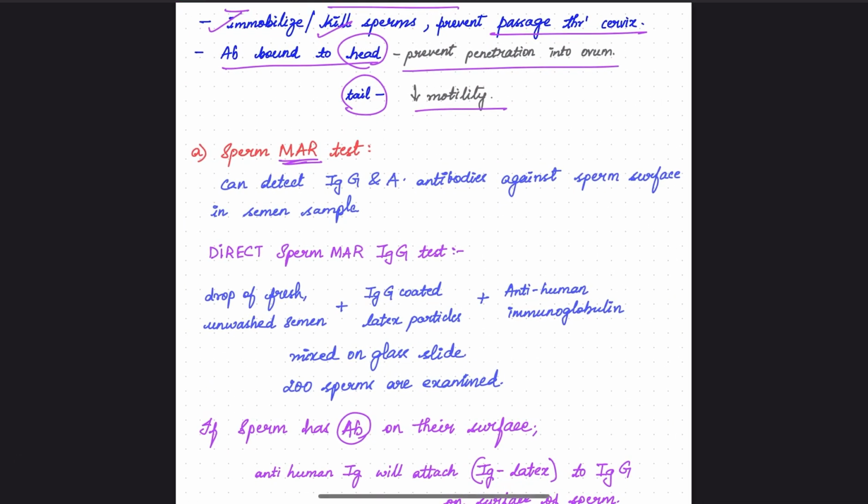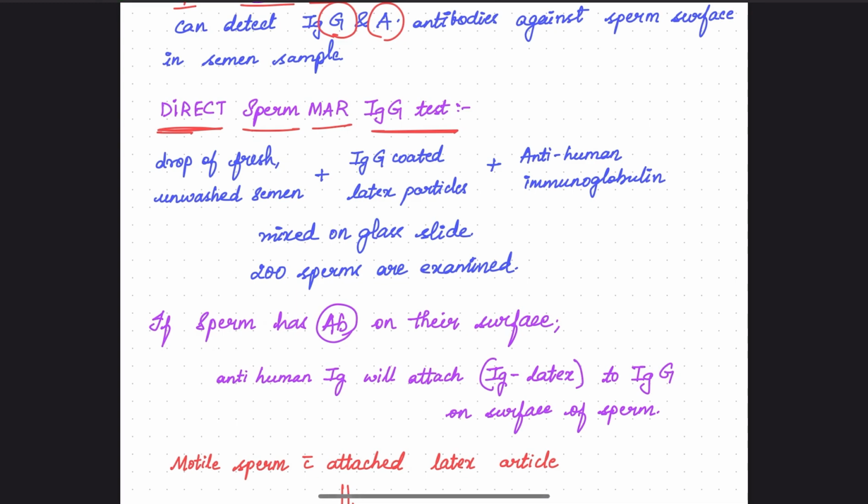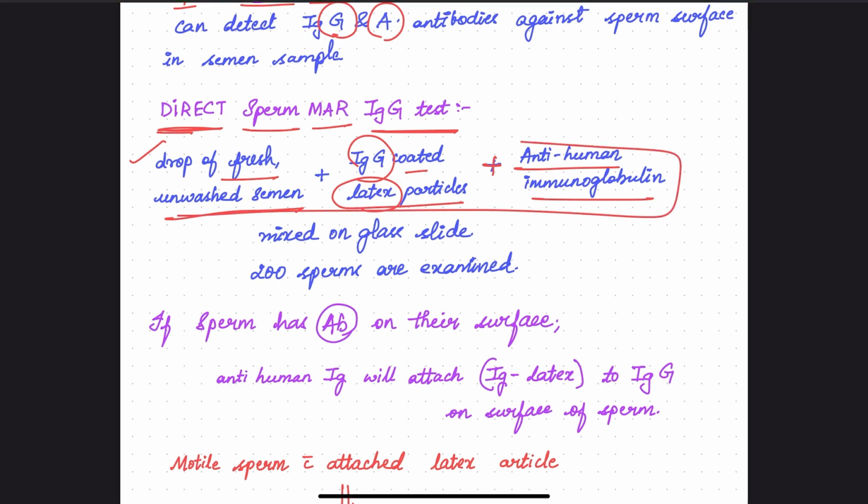Firstly, study the sperm mixed antiglobulin reaction test. It can detect both IgG and IgA antibodies against the sperm surface in semen sample. Let us see the direct test. Direct sperm MAR IgG test. So from the patient, from the male partner, you take one drop of fresh unwashed semen, mix it with IgG coated latex particles and add to it anti-human immunoglobulin. These three are mixed on a glass slide and you examine. At least 200 sperms are checked.